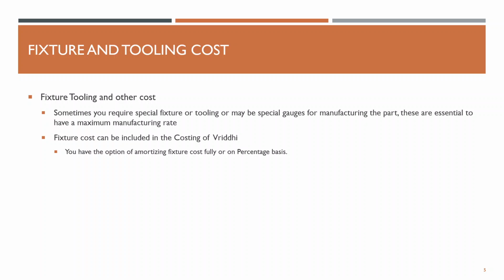One of the things which is important for us to understand is the fixturing cost. Most of the time you will require some kind of special tooling, or maybe fixtures, or maybe gauges for in-process gauging or inspections, and all this cost needs to be recovered. So we have the provision of adjusting this fixturing cost, and we will be discussing this in detail when we discuss the setup video. You could see those details.